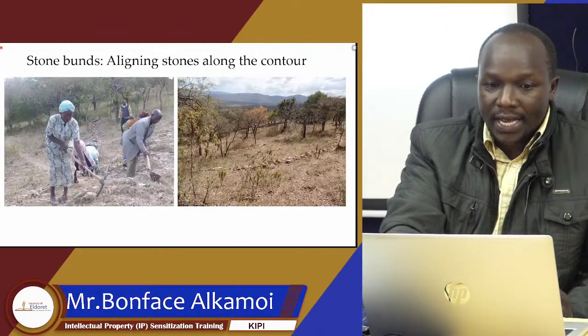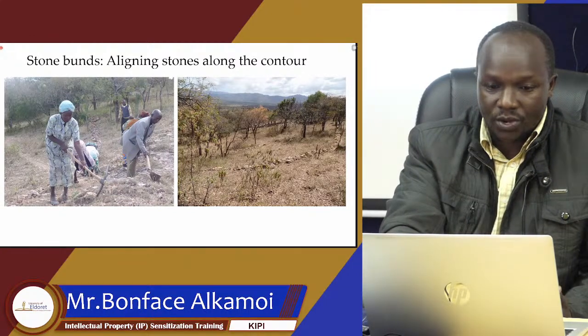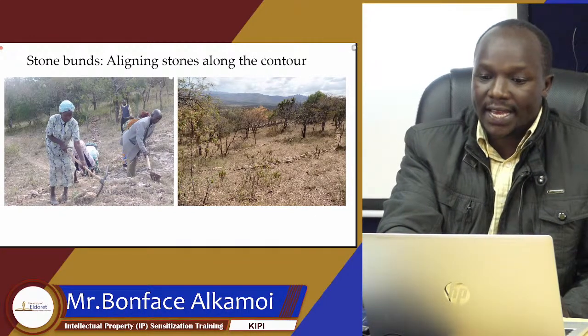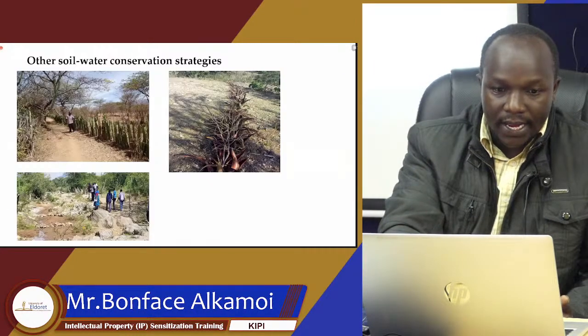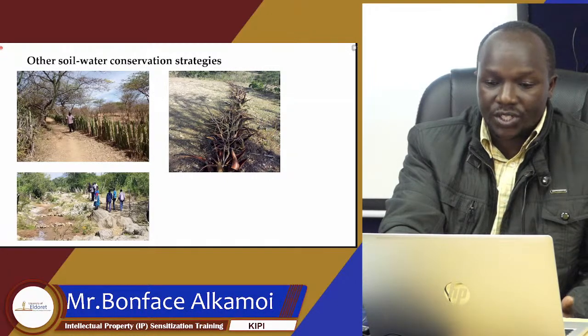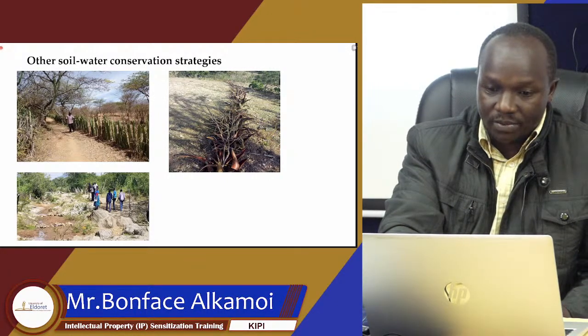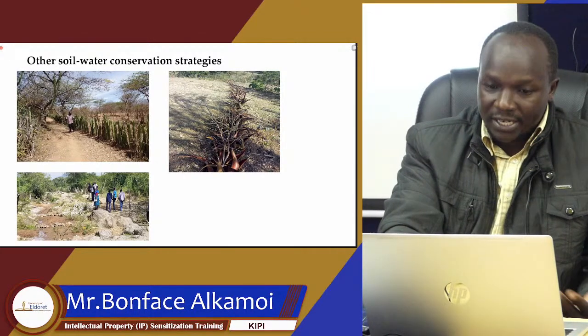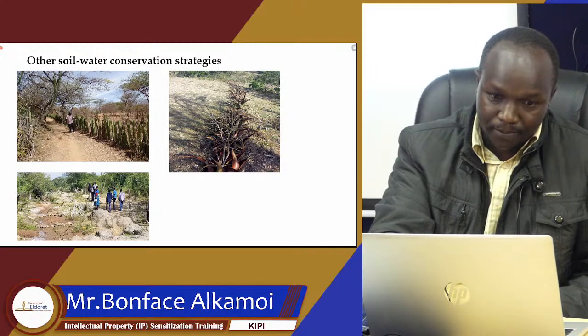Also, we use stone bands along the contour so that we reduce the water speed, especially in areas where it's not easy to do terracing. And we also encourage the community to do enclosures, that is using live materials to fence their farms, to serve a multi-purpose: to reduce water speed and also to prevent livestock from accessing farms.